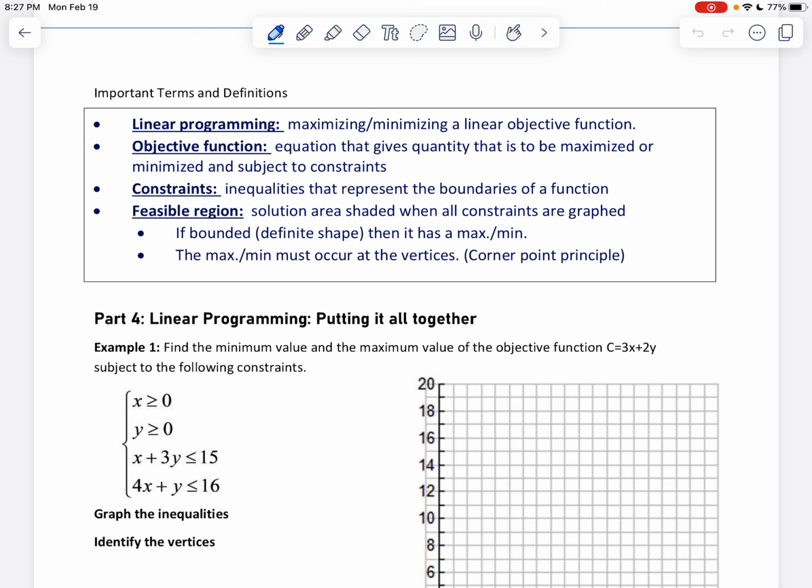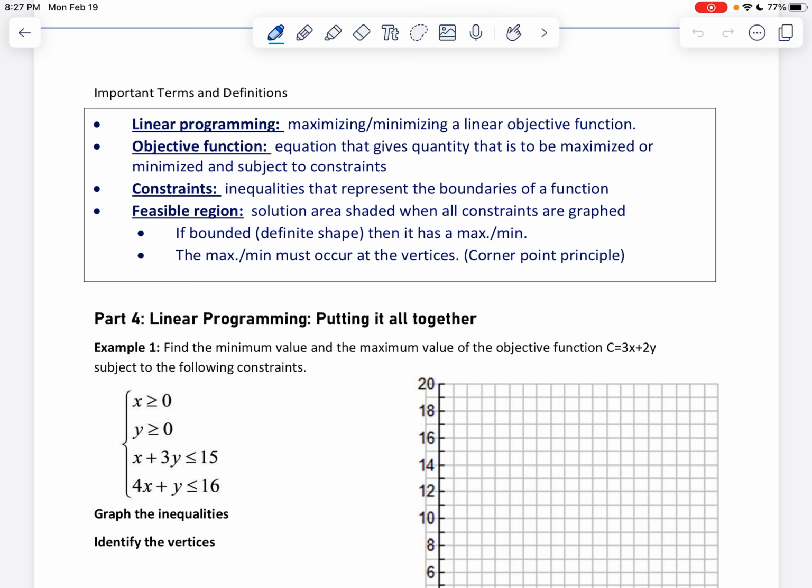The objective function, now this is the linear equation that we are trying to maximize. Often, if you think back to the business idea, this will have to do with profit because we want to maximize how much profit we can make. There's also other contexts for objective functions as well.